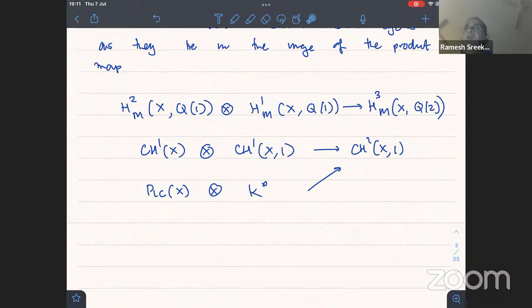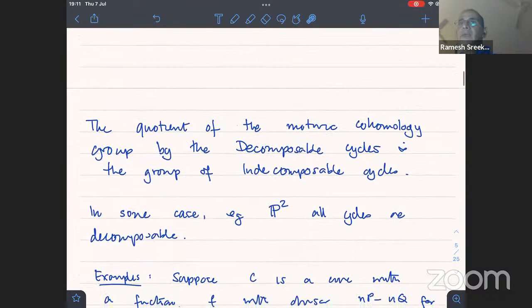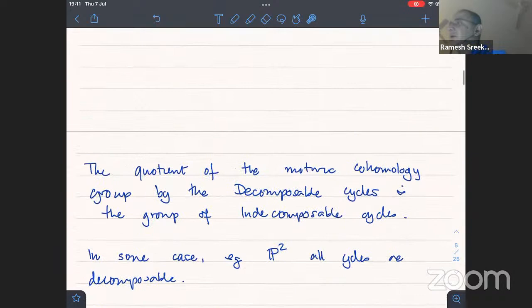I actually left some space here so I could draw pictures, but I drew it on the side there. So we take this situation, this group, I can write that here.